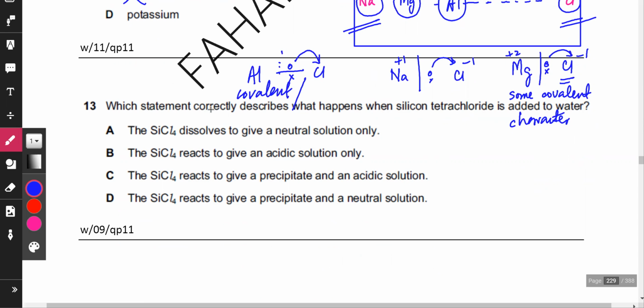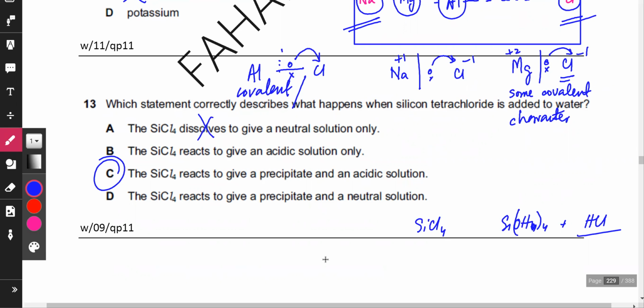As the next one, which statement correctly describes what happens when silicon tetrachloride is added to water? We just did that. SiCl4 is going to strongly hydrolyze to form a precipitate of Si(OH)4 plus HCl and fumes. It's going to be a vigorous reaction. So it's going to form a precipitate. It's going to react. It's not going to dissolve. Okay? It's going to hydrolyze, and it's going to give a precipitate and an acidic solution.